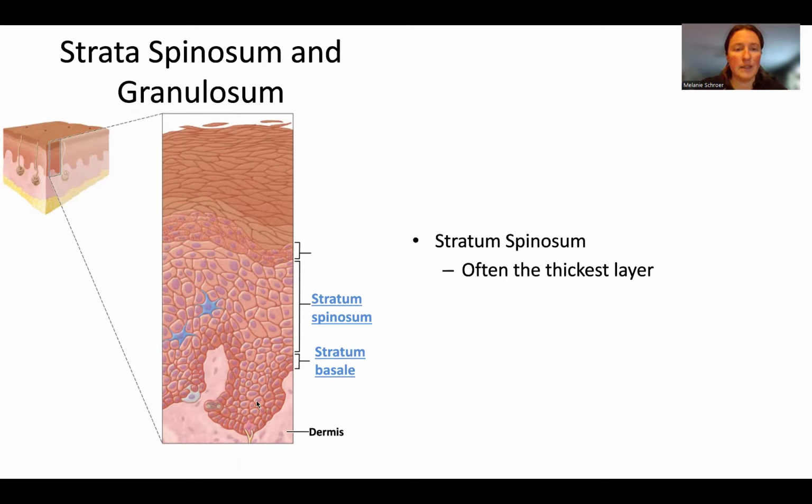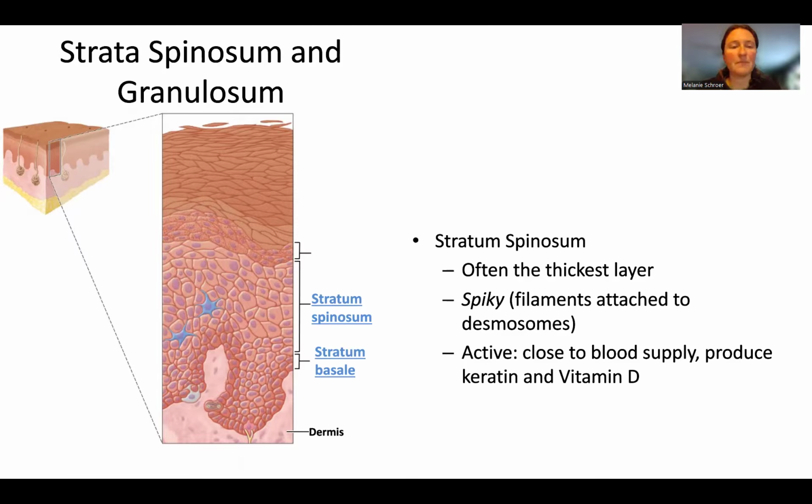So all of these thick, somewhat round cells, like they're a little bit rounder than the diagrams of squamous cells look, but we still call them squamous. It's called spinosum because they're spiny, they're spiky. Essentially, these cells have a lot of filaments attached to the desmosomes that are holding them together, maintaining that nice barrier. So when you look under the microscope, it might seem like these cells are a little bit spiky.